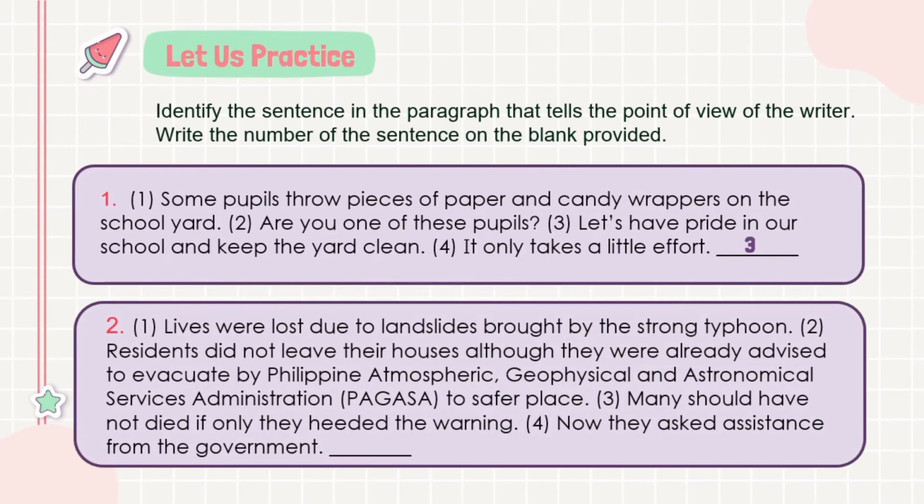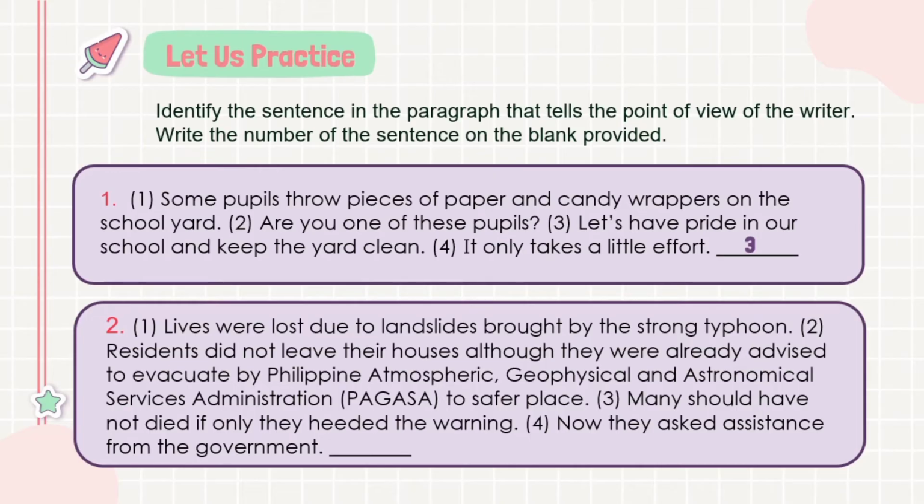How about number 2? Lives were lost due to landslides brought by the strong typhoon. Residents did not leave their houses, although they were already advised to evacuate by the Philippine Atmospheric, Geophysical, and Astronomical Services Administration or the PAG-ASA to a safer place. Many should not have died if only they heeded the warning. Now they asked assistance from the government. So, which sentence in the paragraph tells the writer's point of view? Write the number on the blank provided.